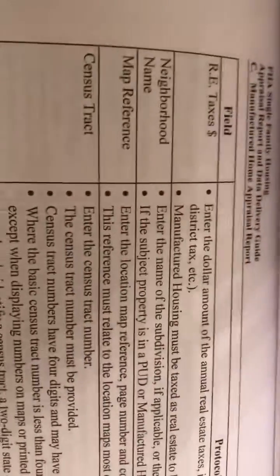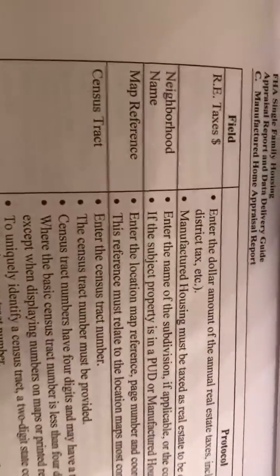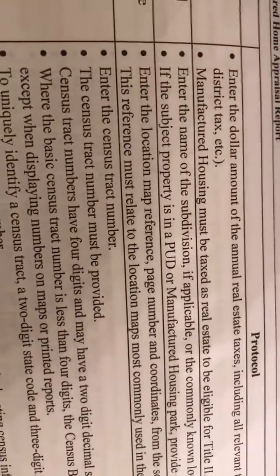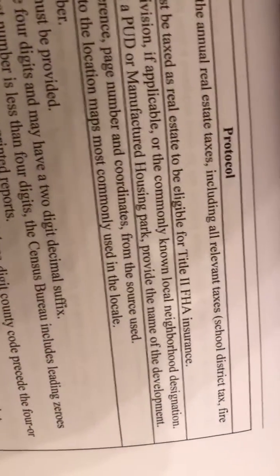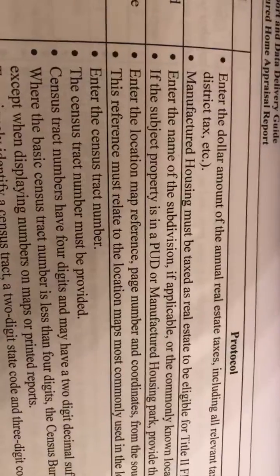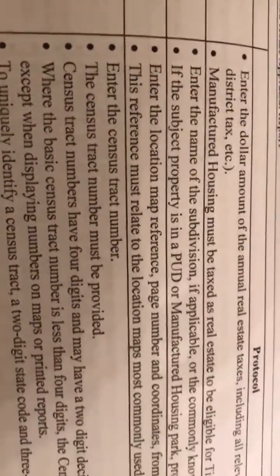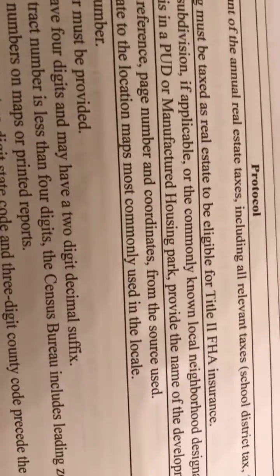Page 137. Field, RE taxes. Protocol. Enter the dollar amount of the annual real estate taxes, including all relevant taxes, school district tax, fire district tax, etc. Manufactured housing must be taxed as real estate to be eligible for Title II FHA insurance.